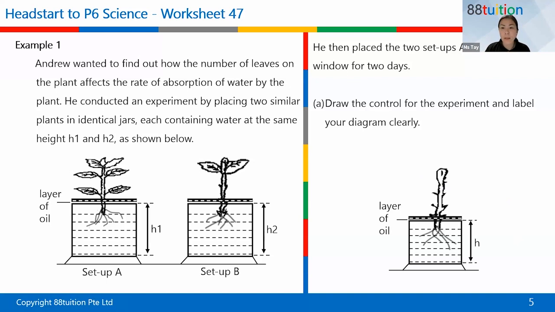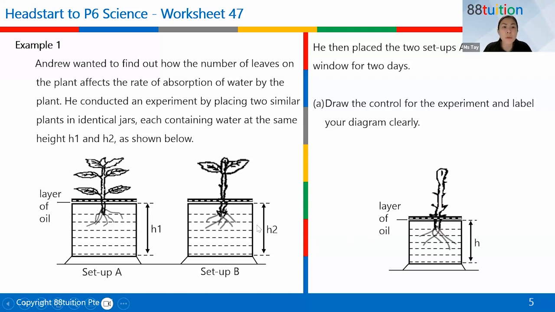Somebody suggested that we should have a setup exactly like A. Cannot, right? What's the point of having something exactly like A? Because we want to know whether the number of leaves affects the rate of absorption. So we have a plant, which is the control, with no leaves. Then we can really find out that the factor affecting the absorption of water is really due to the number of leaves. Yes or no? Thank you very much. Good. So this is actually the control.